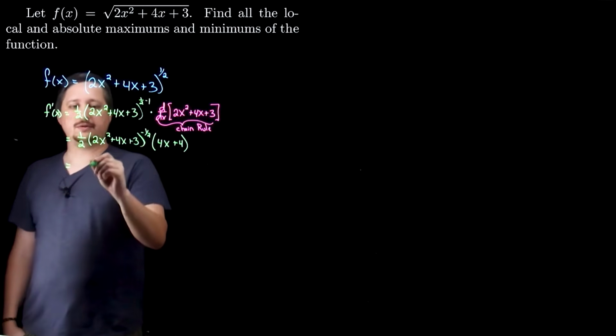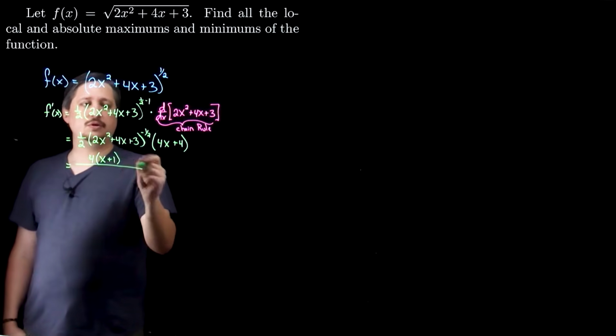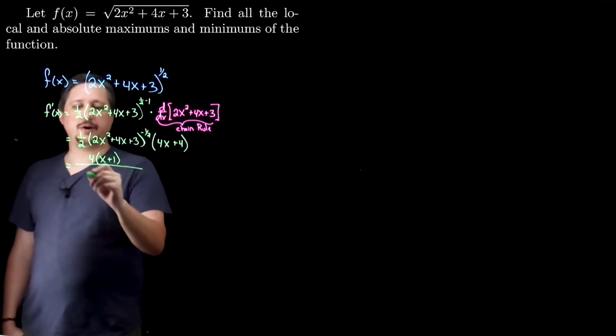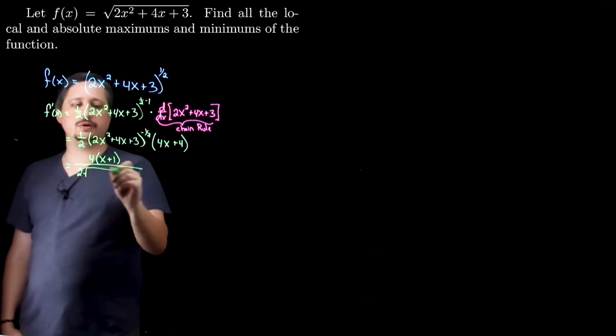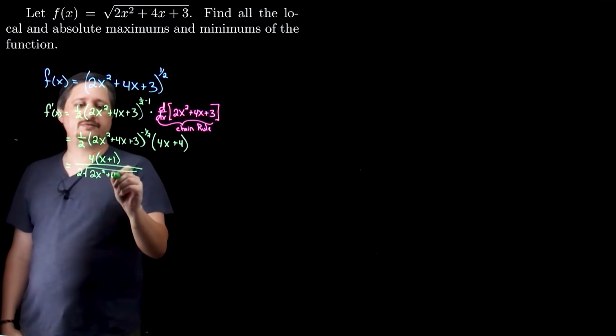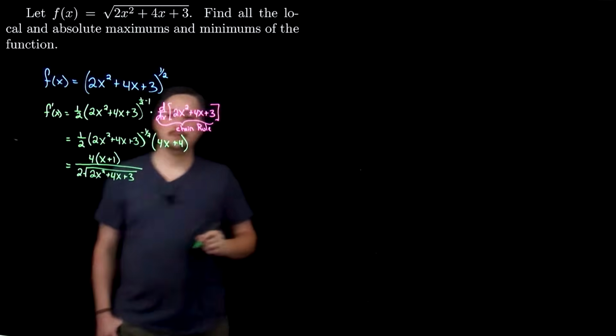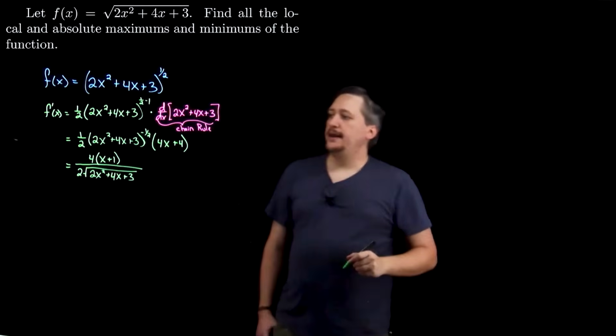Here this is a negative power, so this thing on top, 4, I write that as 4 times (x plus 1), right, factoring out the 4. But all of this stuff and that 2 all go to the bottom, so this is really 2 times the square root of 2x squared plus 4x plus 3.